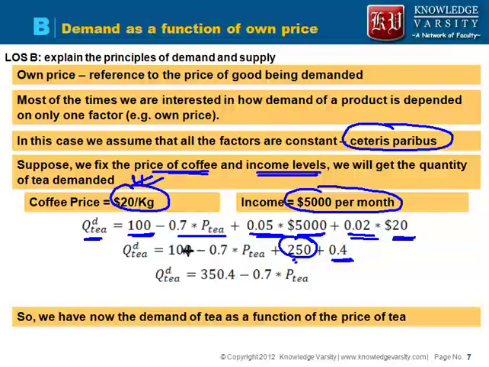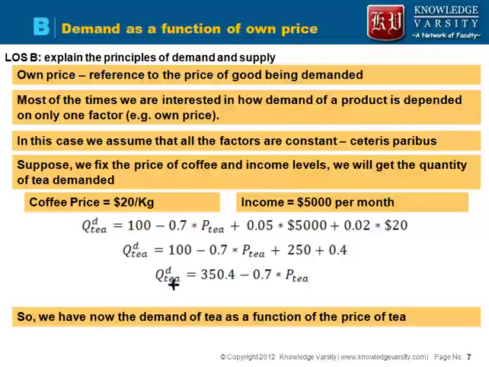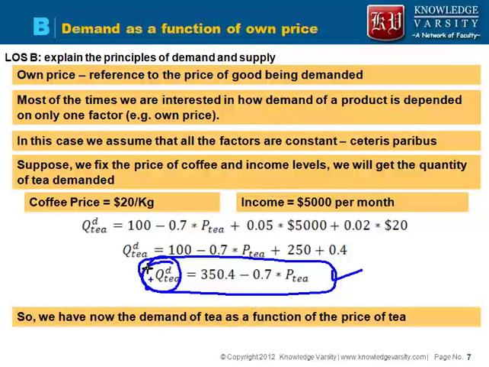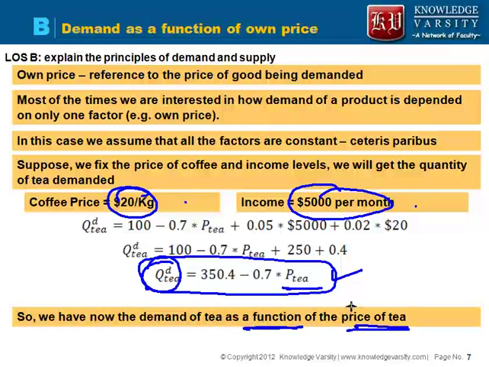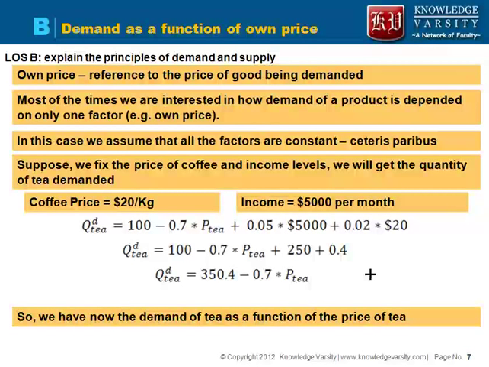So the quantity demanded, you have now this as 100. 100 plus 250 is 350, plus 0.4. So the quantity demanded of tea has become 350.4, and you have this as a coefficient. So what we can say is the quantity demanded of tea can be written as 350.4 minus 0.7 into the price of tea. So here we have the demand of tea with respect to only the price of tea, assuming that coffee price and income are fixed at these two levels, right? So we have demand of tea as a function of the price of tea, right? So let us see what happens.